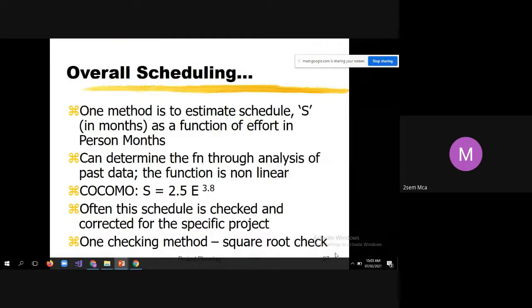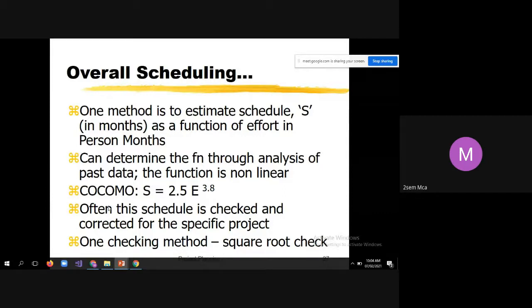Okay, students. So using the COCOMO model, how to estimate the schedule. The estimated schedule S is equal to 2.5 times E to the power of 3.8. 2.5 is a constant value. E stands for effort, which we have already calculated. E is equal to A times size to the power of B, where A and B are constants depending upon project related factors. So 2.5 times E to the power of 3.8 gives you the estimated schedule.